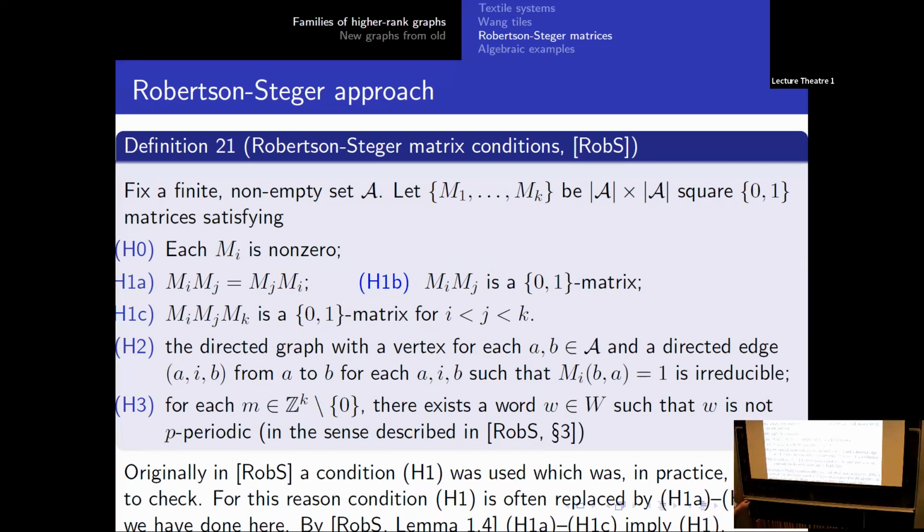And then this next condition is to do with the resulting graph being very, very well connected, and this is to do with it having lots of periodic points. I've already butchered the original definition. So there used to be a condition just H1, but H1 was kind of difficult to check, and they realized this, so they replaced it by these 3 conditions which imply it.